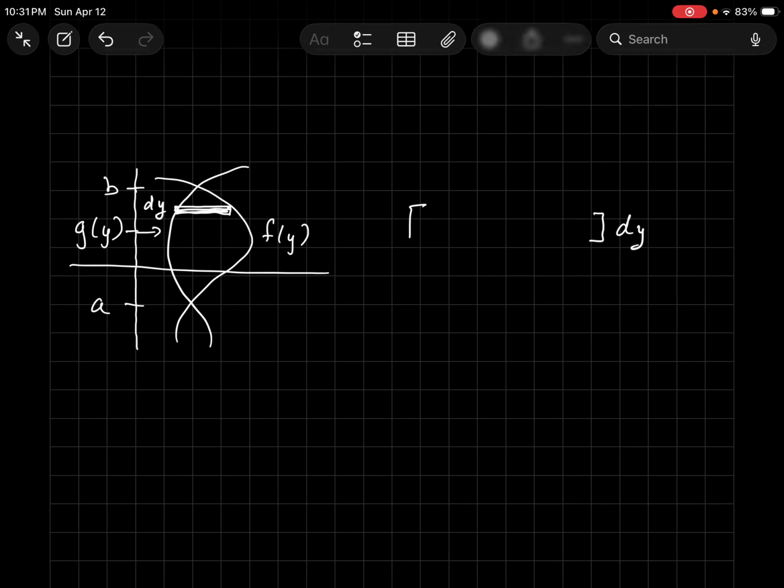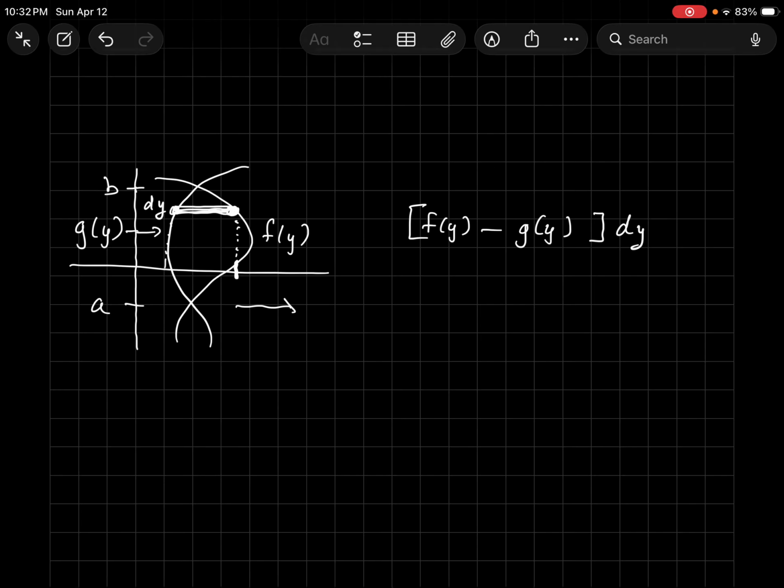Now what's the height? The height is the big value. How do I know this is the big value? Because it's the bigger x, right? X's get bigger as we go to the right. So the big x value is f of y in this case. The smaller x value is g of y. And so the length of anything is big minus small.